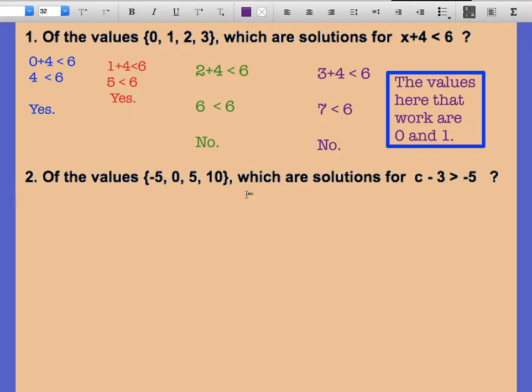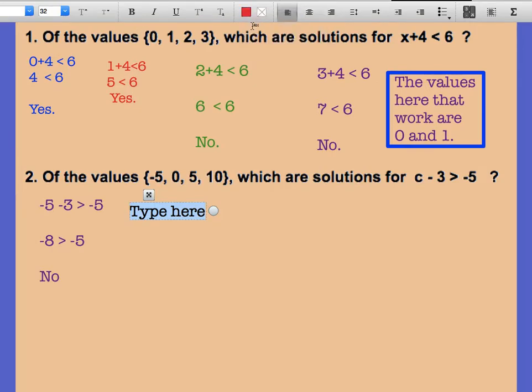So same idea for the next one. We're going to use those values in place of the variables. So C. So negative 5 minus 3, is that greater than negative 5? Well, let's see. Negative 5 minus 3 is negative 8. Is that greater than negative 5? No, it's not. Negative 8 is less than negative 5. So negative 5 does not work for that.